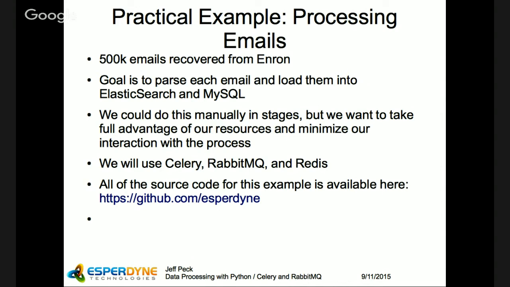All right. So yeah, we have 500,000 emails that were recovered from Enron servers. I guess after Enron went down, that was about 8 years ago or so. Before we get to the practical example, are there any questions at this point?